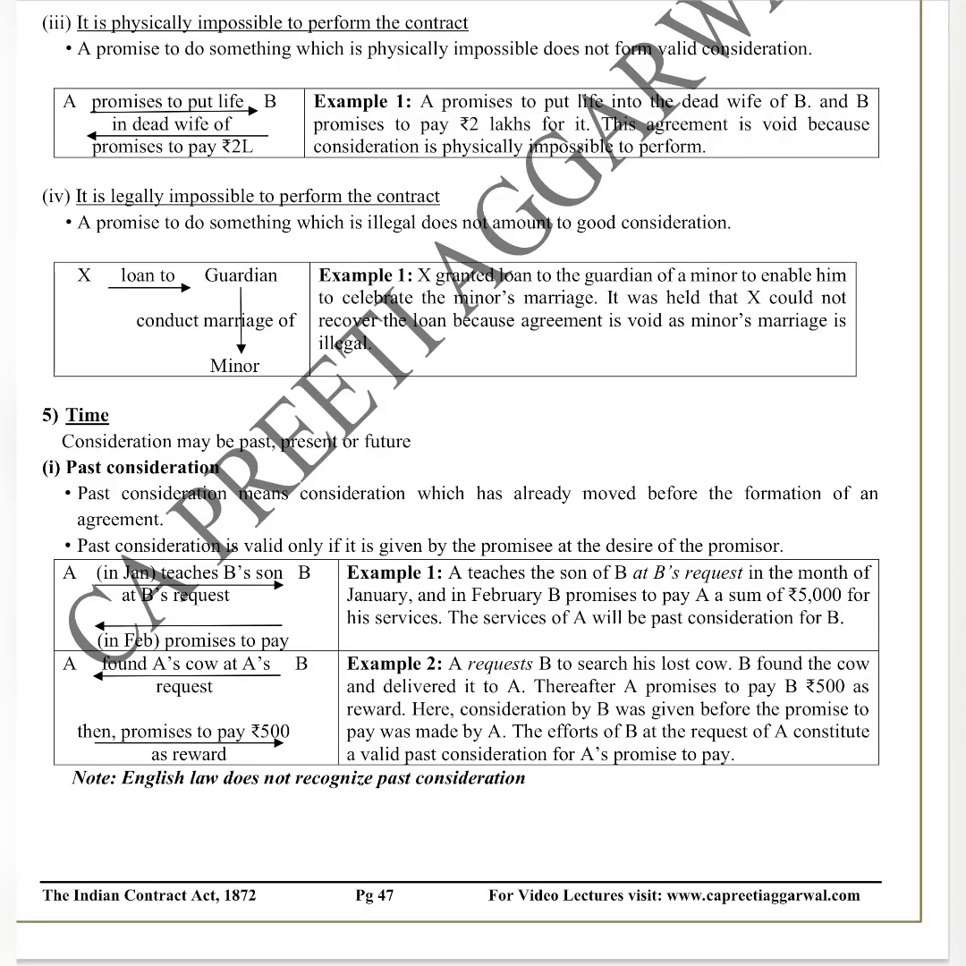Consideration must not be physically impossible to perform, like putting life in a dead wife, bringing a star or moon from the sky. All that is legally impossible to contract. That will not be valid consideration. It only looks like consideration, but it is not.